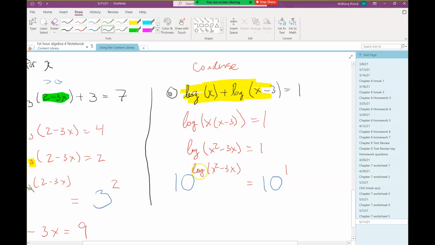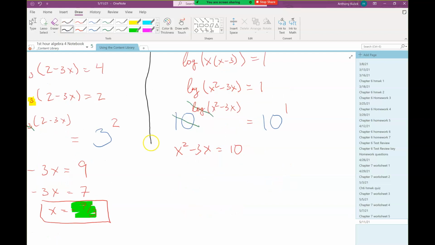And the exponent base cancels the logarithm. That gives me x squared minus 3x. And 10 to the first is just 10. What kind of an equation am I left with now? It's got an x squared in it.